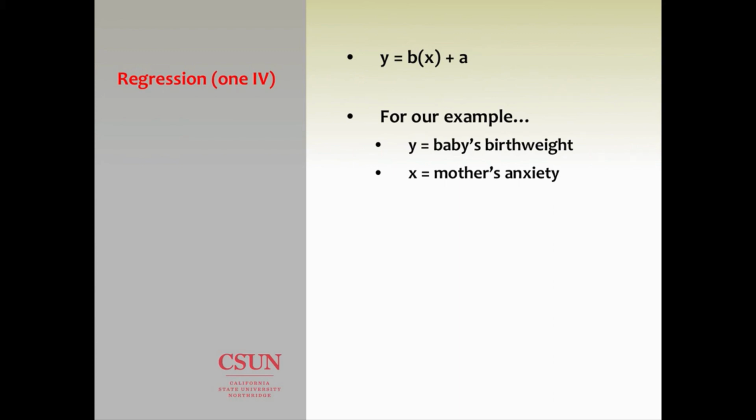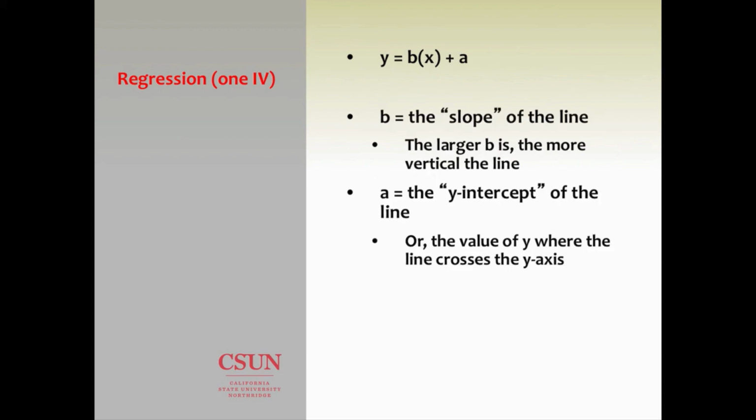So for our example, y was baby's birth weight. That's declared as the dependent variable. x is declared as the independent variable. In this case, mother's anxiety is x, and then you get your slope and your intercept. The larger the slope, or the larger the b value, the more vertical the line is. You saw that our line for this scatter plot was pretty steep, suggesting that the slope is quite large, and also negative. The a is the y-intercept, the value of y where the line crosses the y-axis.